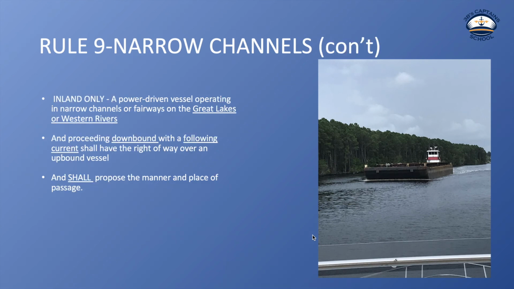So for inland only, a power-driven vessel operating in narrow channels or fairways on the Great Lakes or western rivers and proceeding downbound with a following current shall have the right of way over an upbound vessel. This downbound vessel shall also propose the manner and place of passage. The upbound vessel with the current on their bow has much more control. Downbound vessel with the current on their stern, they don't have as much control, so they're going to propose the type of passage, when it's happening, and where it's happening. So that covers narrow channels, Rule 9.